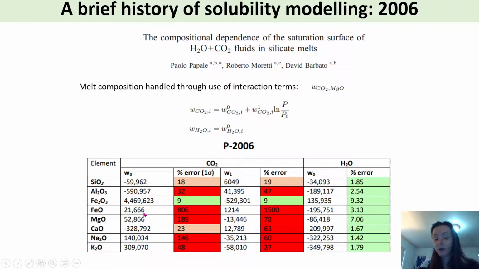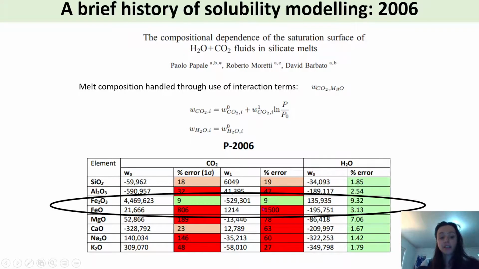And you can see even with this much larger calibration data set in 2006, there are large errors on these coefficients. So for example, the error on the FeO W1 coefficient is 1,500%. The other thing you'll notice is that this model incorporates Fe2O3 and FeO species, and this means it is highly sensitive to the melt redox that you tell it your melt has, or the exact proportion of FeO to Fe2O3. What's really interesting is if you look at the size of this Fe2O3 component, it is absolutely massive compared to all of the other components. And the FeO component has very, very large errors.